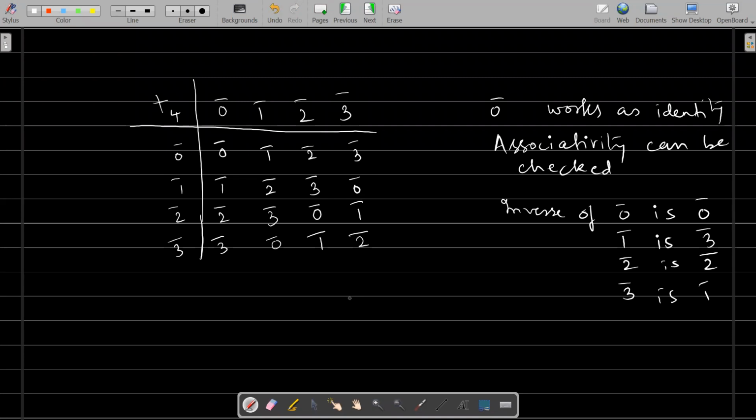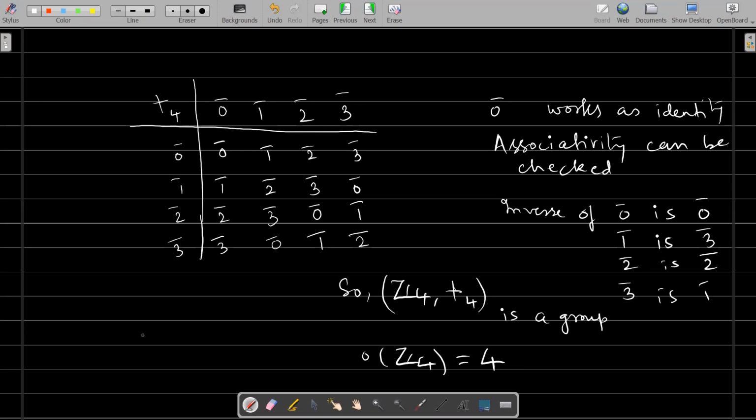So it forms a group. So Z4 under addition modulo 4 is a group. And what is the order of this group? The order of Z4 is the number of elements in that group. So that is 4. Is it abelian?